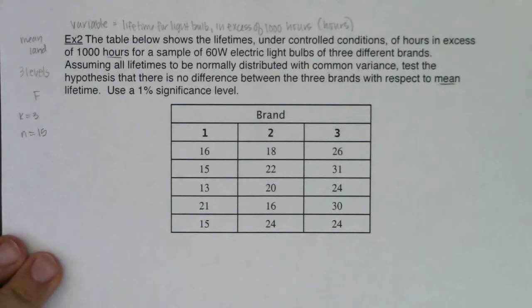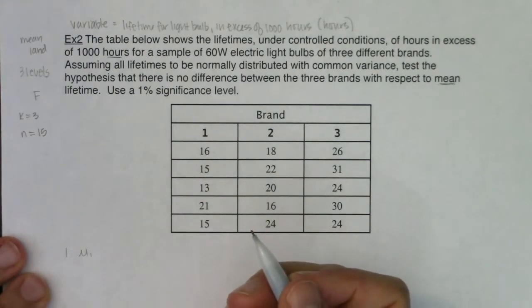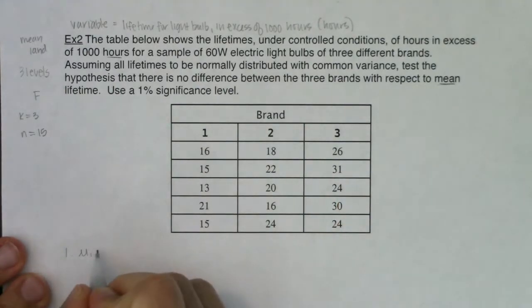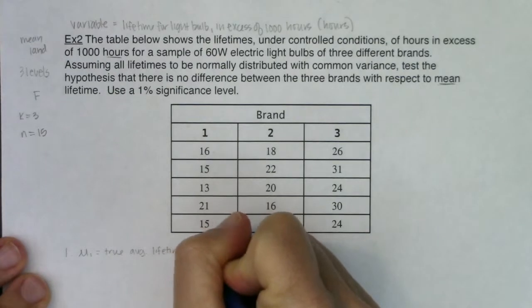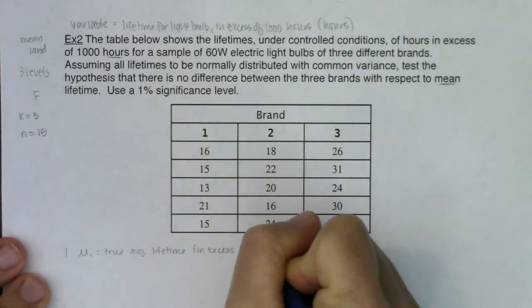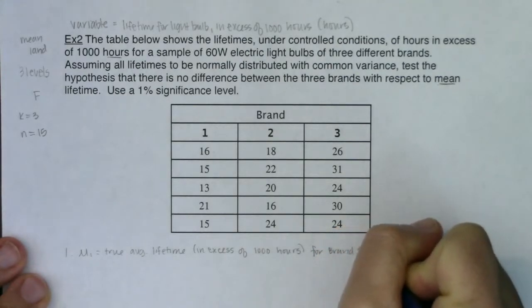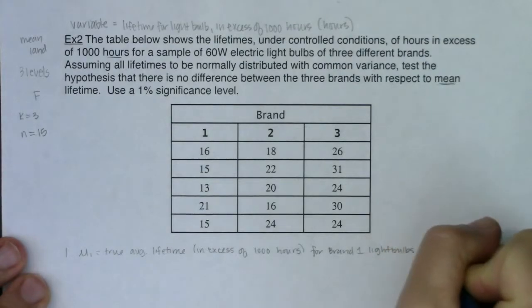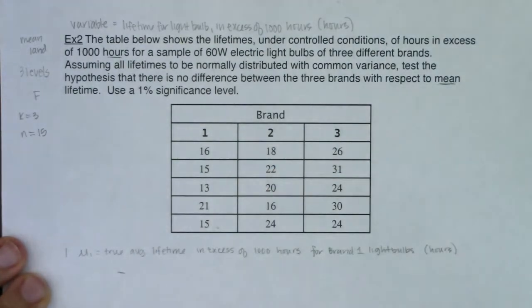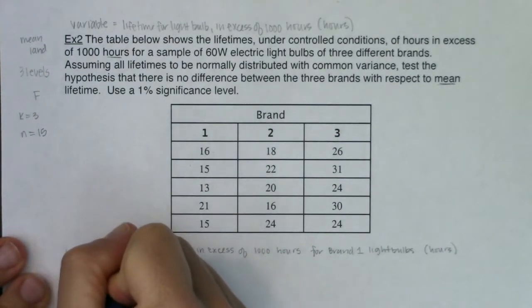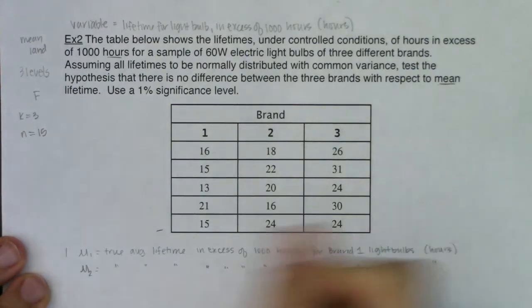All right, so let's start writing up this hypothesis test. So step one is back. We're gonna define some mu's. So this is gonna be the true average lifetime, and then again, in excess of 1,000 hours for brand 1 light bulbs. And the units for this are in hours. Oh, I didn't need to put this in parentheses. I mean, you can, it's no biggie either way. I usually put the units in parentheses. All right, we got mu sub 2. I'm gonna do a bunch of quote marks. And mu sub 3.